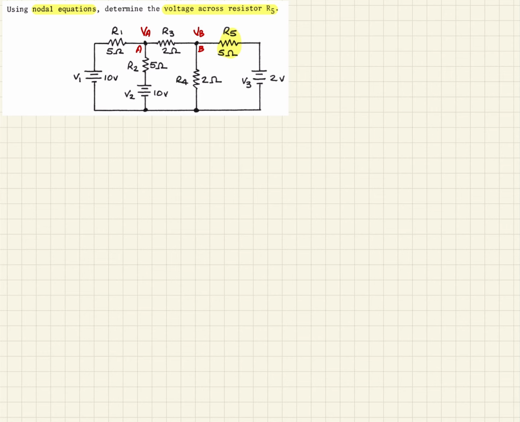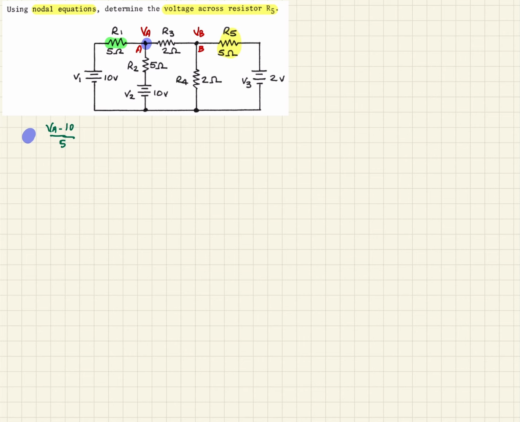Looking at this, we'll say the A node is the blue node. As we start to go around this, first we have this resistor here, R1, and we can write using Ohm's law the current coming out. Remember, when we do nodal analysis, we're just summing up the currents going in and out of a node. So the current coming out of that node would be VA minus 10, since V1 is 10, divided by R1, which is 5.